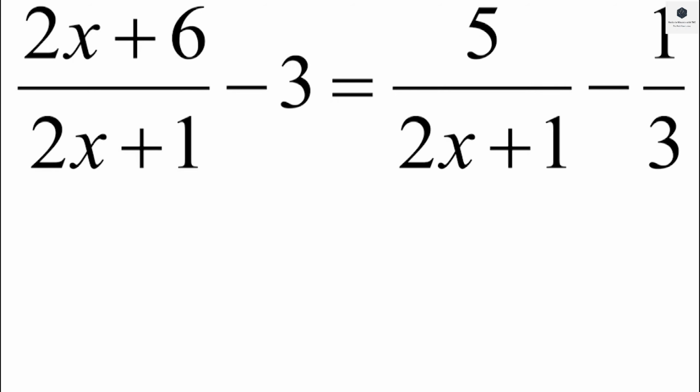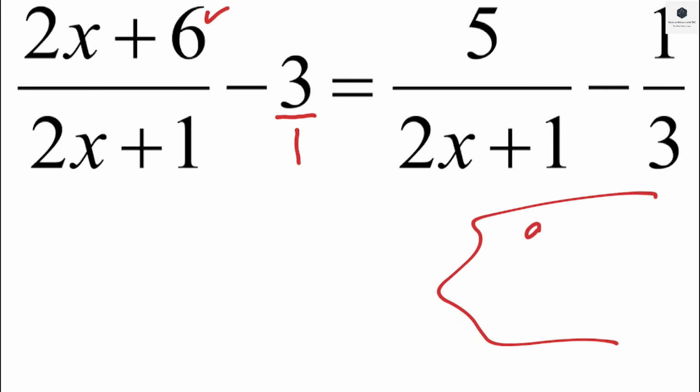There are two fractions on both sides. On the left hand side you have (2x plus 6) divided by (2x plus 1) minus 3, which I can write divided by 1. So I have to use the rule of addition or subtraction of fractions. What is the rule? Let me write the rule here for you.